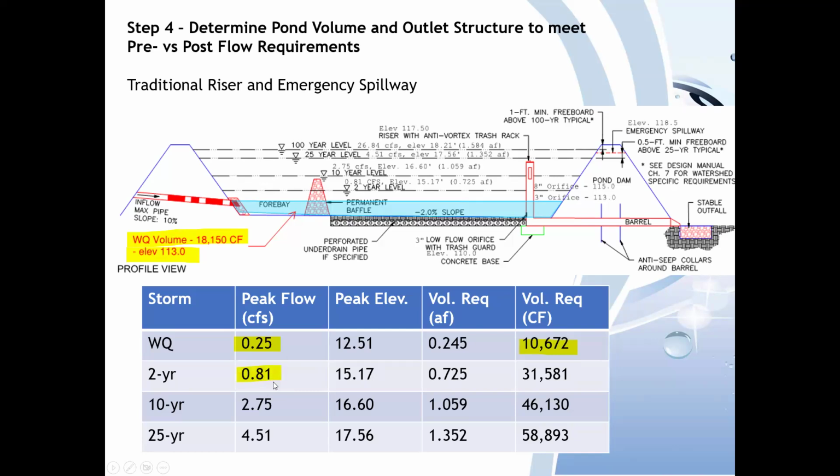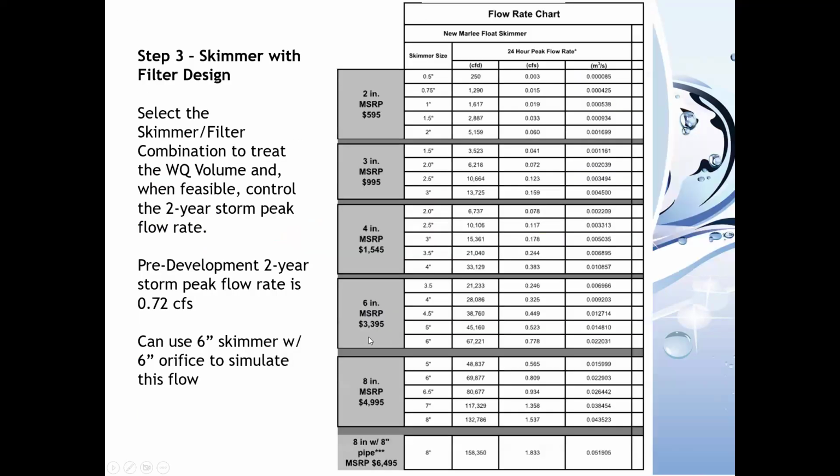Again, our pre-development was 0.72. Depending on your location, your reviewer may say you've got to get it down to 0.72, or they may allow a slight increase for the 2-year storm. The 10-year and 25-year were detained below pre-development.